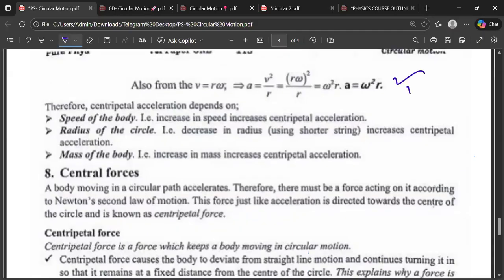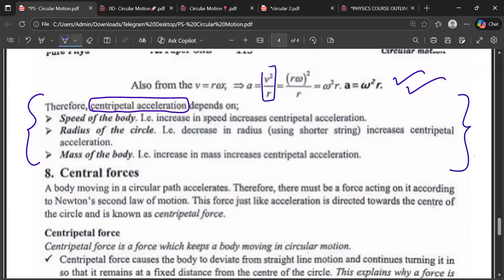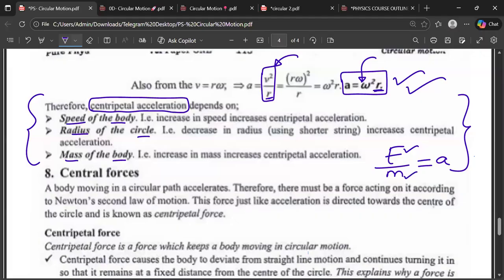The formulae, these ones we have looked at them. So they are saying the centripetal acceleration depends on, for you to get to know which factors it really depends on, you look at the formulae. You can look at this formula or this formula. That's why they are telling you it depends on the speed of the body, which is here v, and also the angular velocity omega. It depends on the radius of the circle. You can see r there. It depends on the mass of the body. You all know that force over mass is acceleration. So it depends on the force and mass. That one shouldn't be hard.